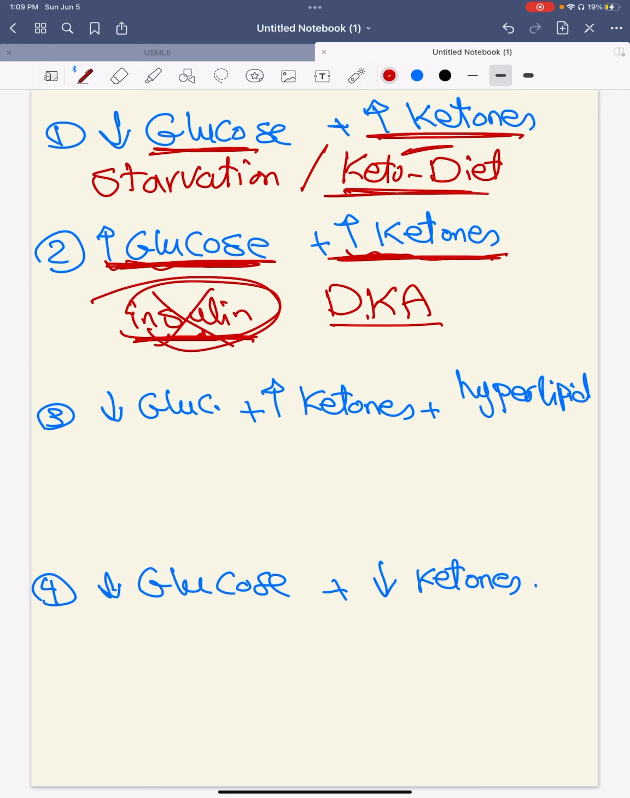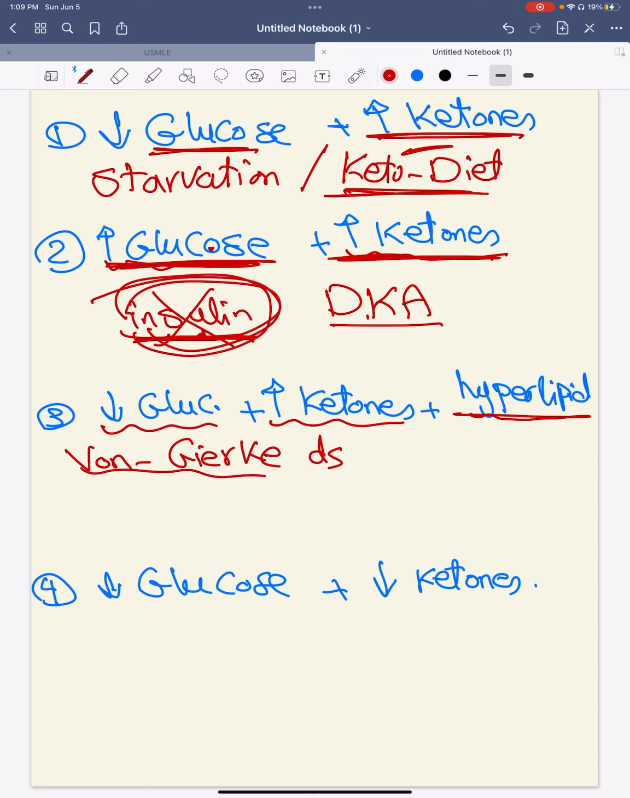Again, in DKA, you have high glucose, but you don't have the link between the glucose and ketones. So here you have plan A and plan B, right? Okay. Third case: you have low glucose, low ketones, and hyperlipidemia, and sometimes hyperuricemia. And actually, this is von Gierke disease, okay? Von Gierke disease.